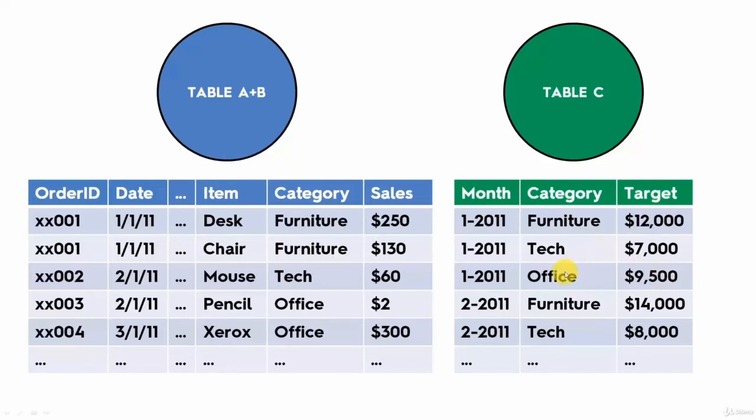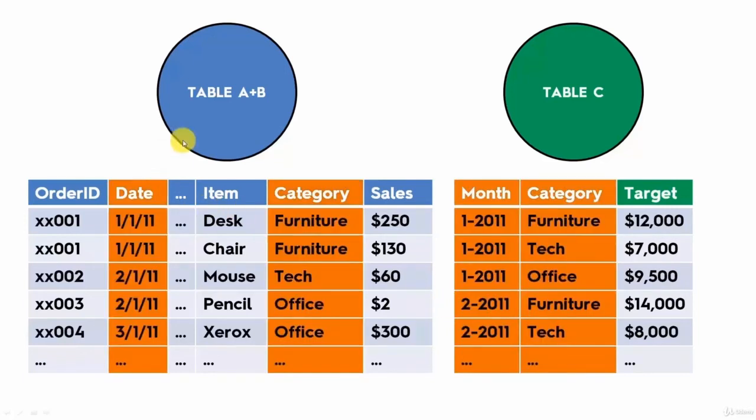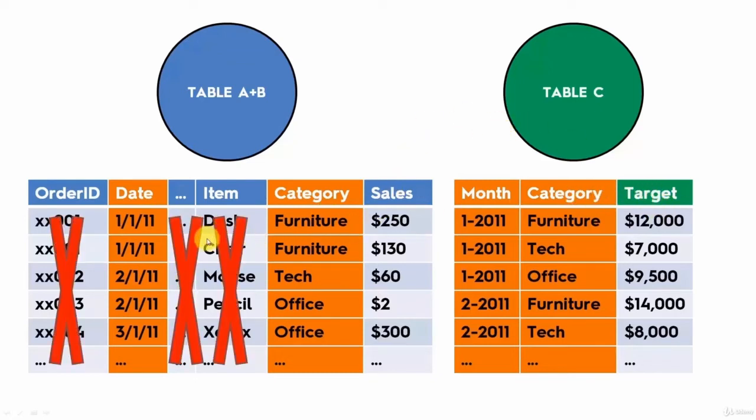So what that means is that if we do want to connect these two tables, we will have to roll this table up. We will have to roll it up by date and category in order to match this level of granularity. So basically, we will lose information on order ID, and we will lose information on item. We will lose all of the information except for date and category, and then we'll be able to take the sum of sales for that specific month, for that specific category, and compare it to the target. We're losing all of the other information if we're going to roll this table up.